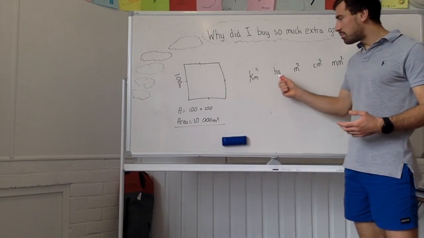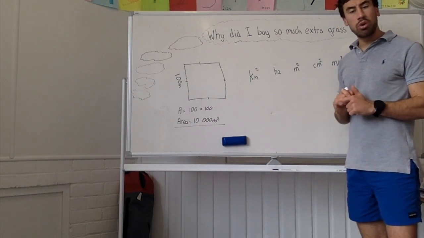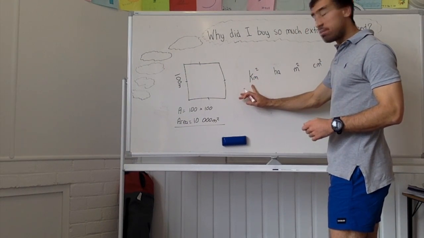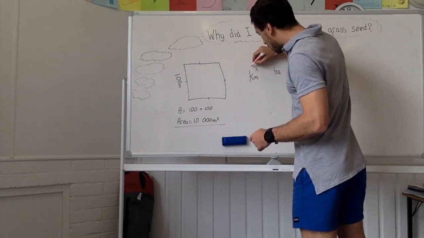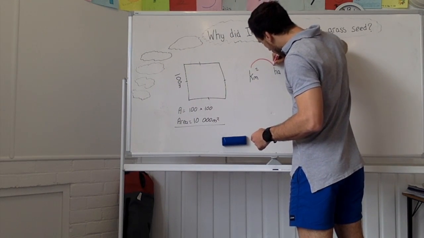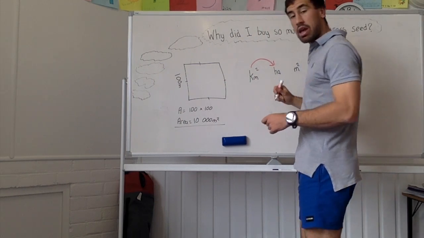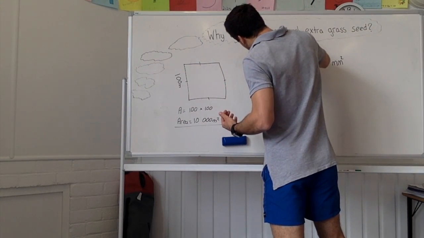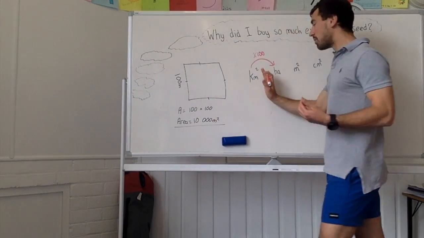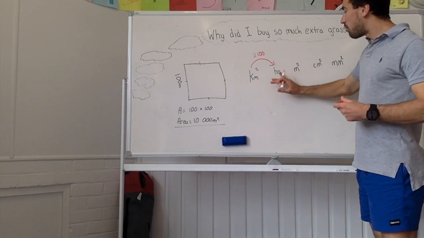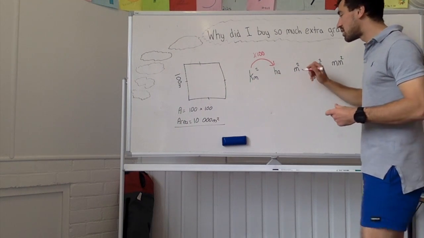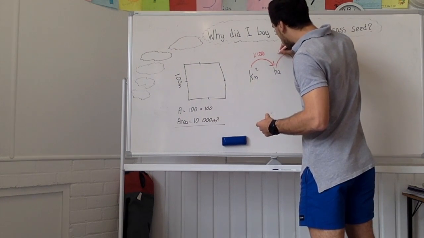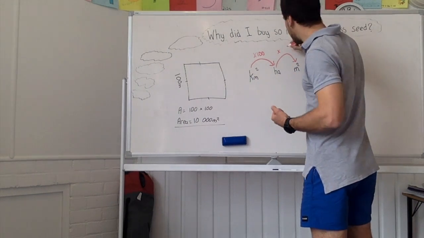So, when we're converting between these area units, what are we doing? If we want to convert, first of all, from kilometres to hectares, we're going this way. And when we're going that way, we're actually timesing by 100. Times by 100. Then if we want to go from hectares to metres squared, we are timesing by 10,000 here.